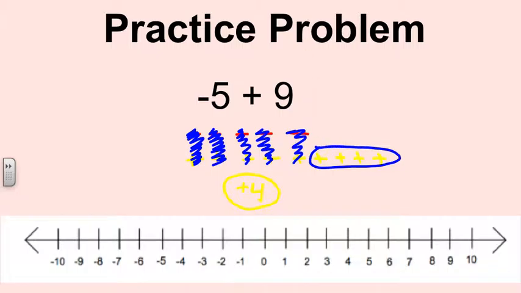4 positives. Again, on my number line, I could say I'm starting at -5, which is down here. Then I'm adding in 9 positive. 1, 2, 3, 4, 5, 6, 7, 8, 9. 9 positives. Look at that. Brought me to the number 4.